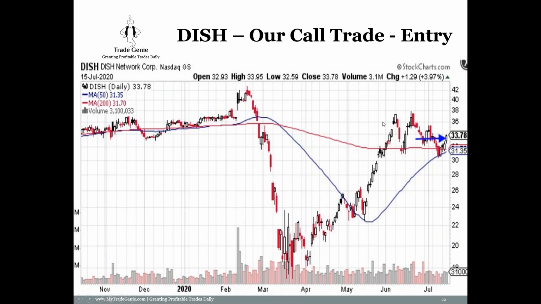Here's Dish. Dish had support at the 50-day and 200-day moving average. So it crossed. Ideally, the entry came one day earlier when I saw the white candle, but I missed it. Even if you miss it, if you have potential and money in your account, you can go long. You can buy a few shares. So we bought the options at 33.70 to 33.78, and then the target was somewhere here, 38.